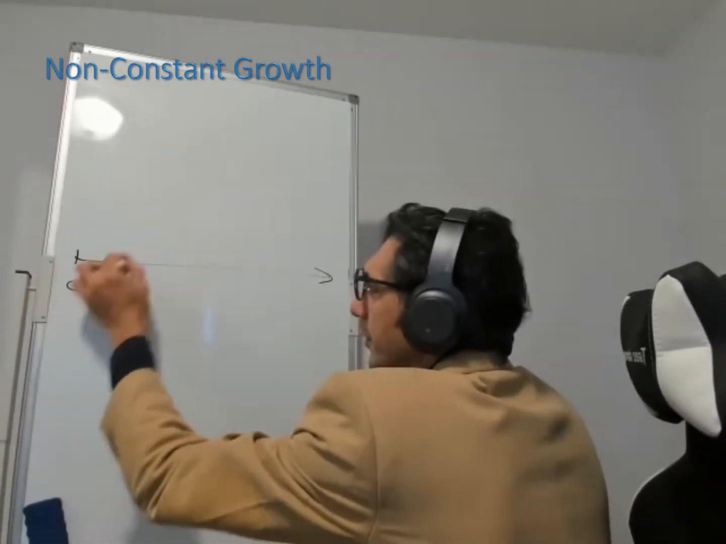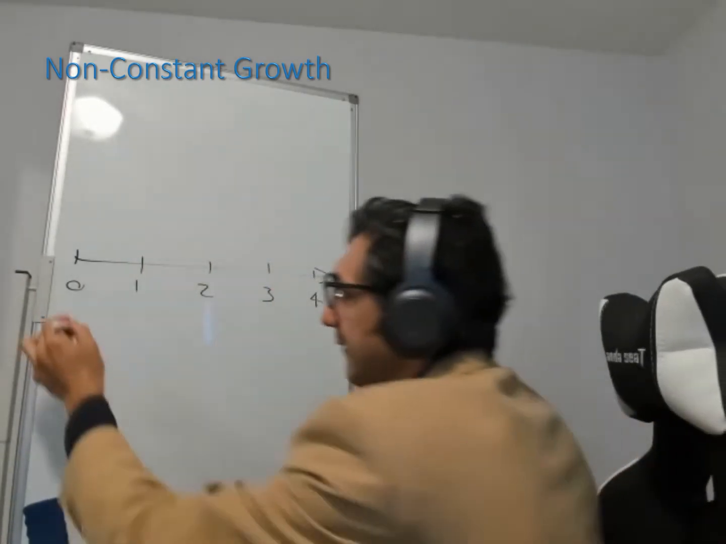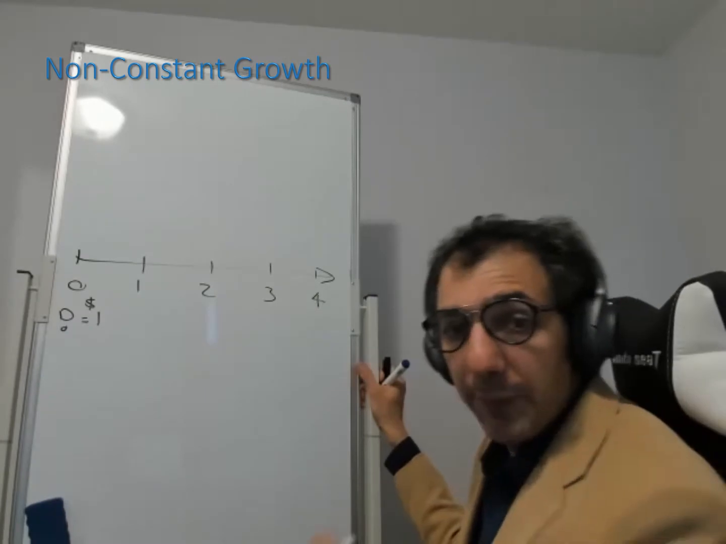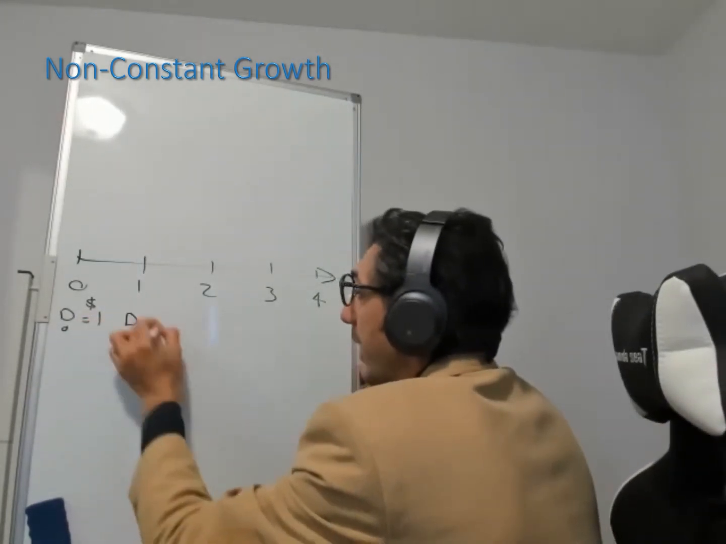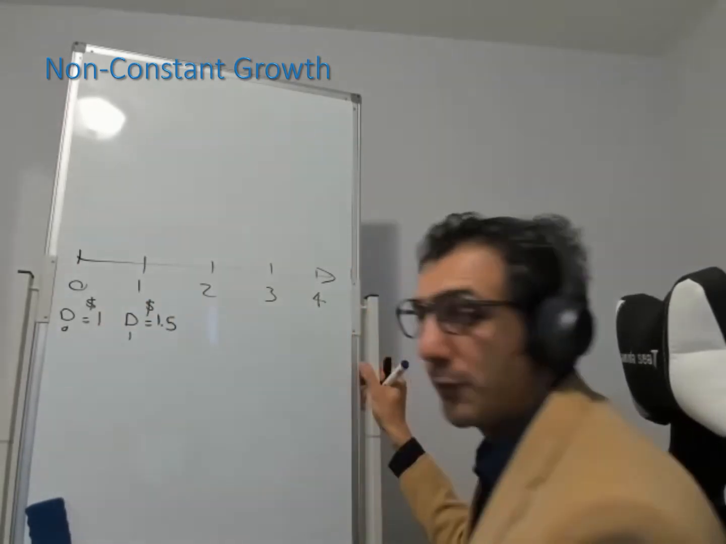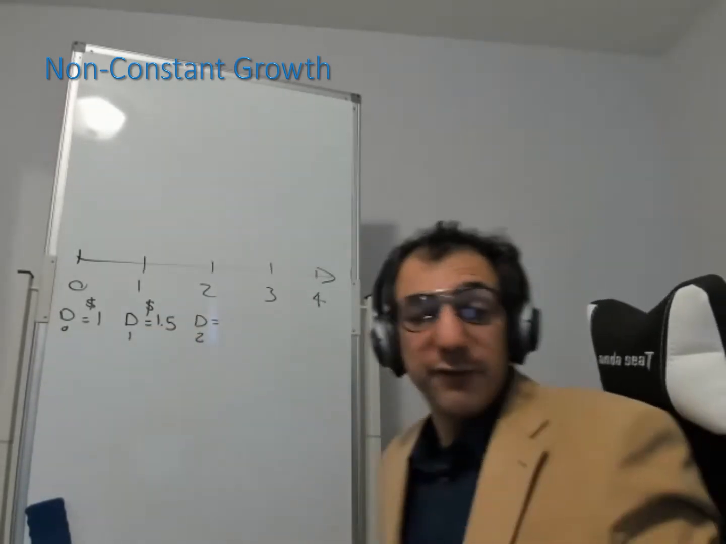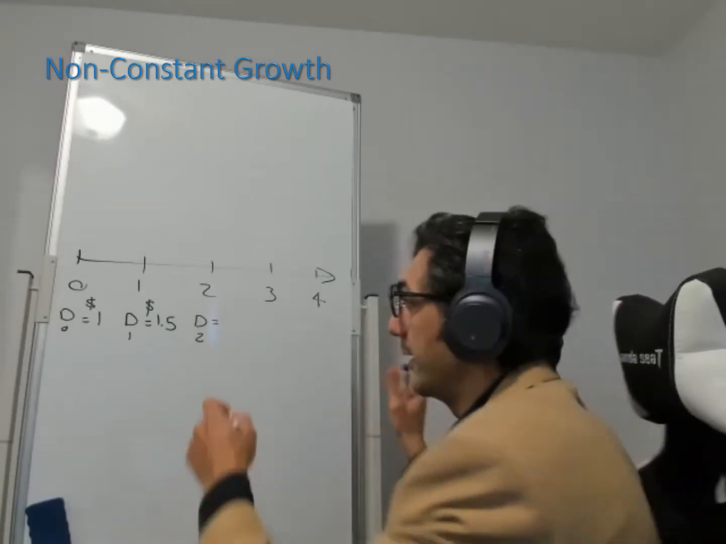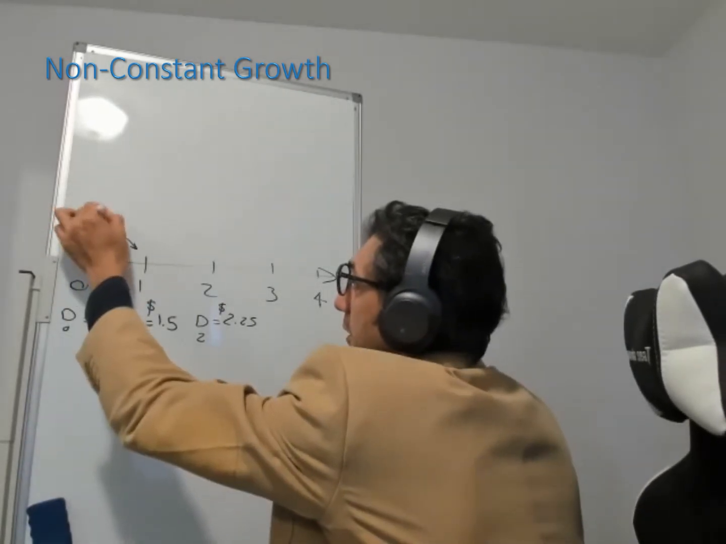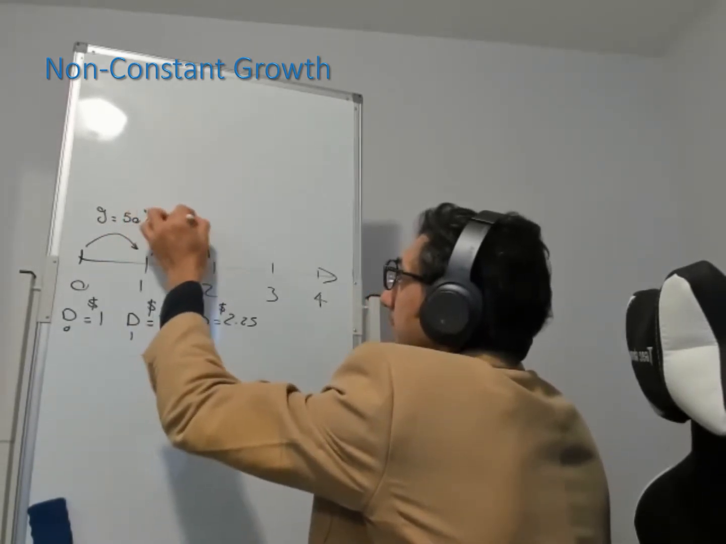Here is the timeline: 1, 2, 3, 4. Let's assume dividend 0, or D0, is just $1. However, the company is performing very well, and next year it's paying 50% additional dividend, so it's going to $1.50. Also in year 2, the dividend is growing another 50%, so it's going up to $2.25. So here the growth rate of the dividend is 50%, and also here the growth rate is 50%.